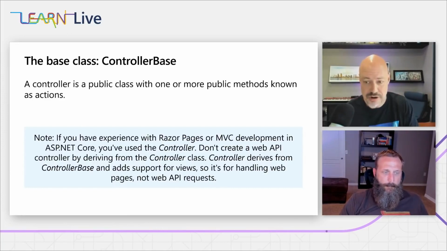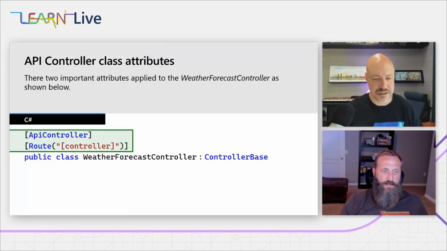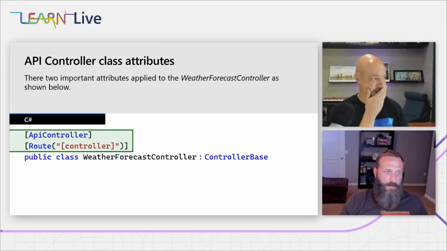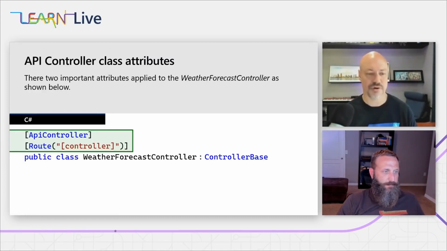A nerd note: a lot of our API developers are also MVC developers, and you may be used to using Controller as your base class. But Controller also has a lot of web stuff, things for binding to HTML forms and serving Razor views and that sort of stuff. You don't need all of that. So ControllerBase is a lightweight base class. Yeah, it's specifically for handling the API stuff. Cool. All right, we've also got this ApiController attribute and this Route attribute.